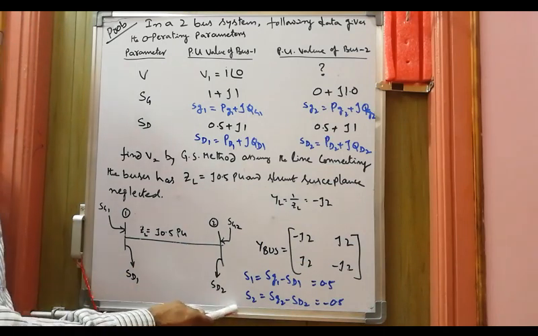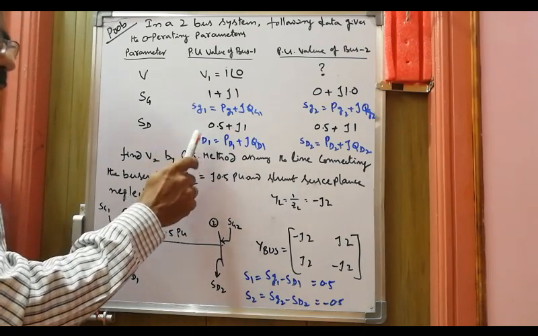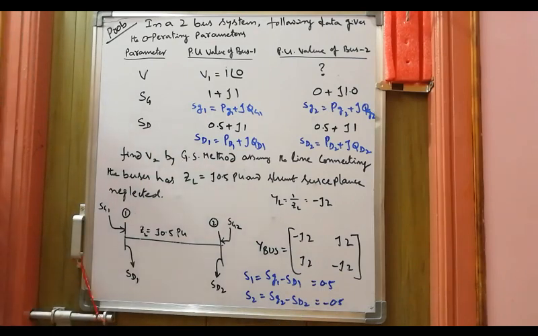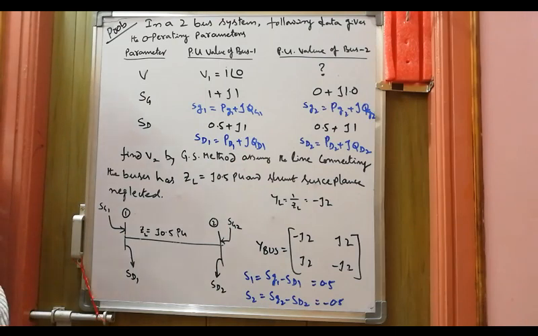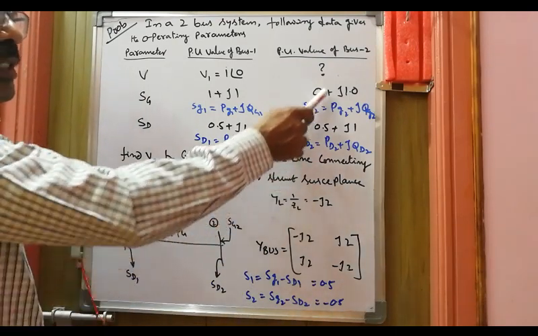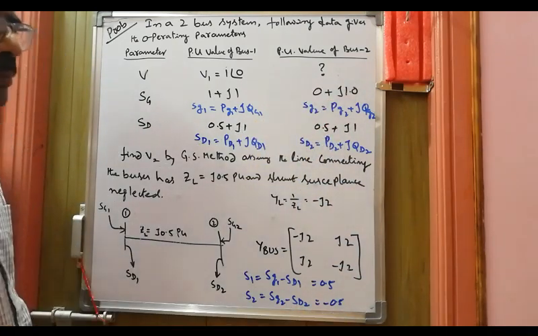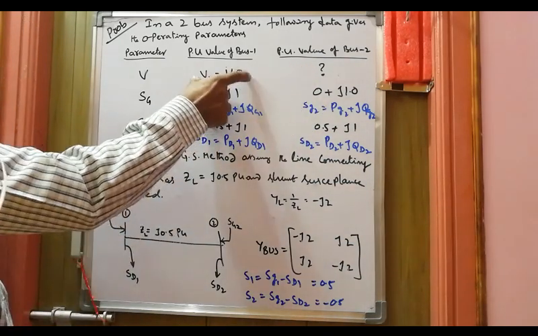And S1, S2. S1 is SG1 minus SD1. That gives you 0.5, is it not? This minus this. Similarly, S2 is SG2 minus SD2, this minus this. You will be getting minus 0.5. So these are the values which are required. Then we go with the computation of V2. V1 is this, V2.